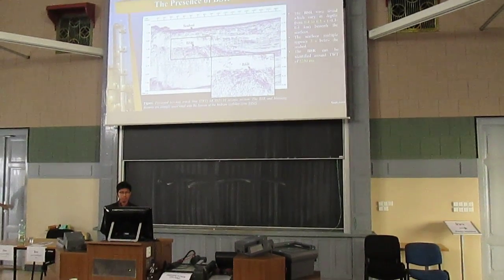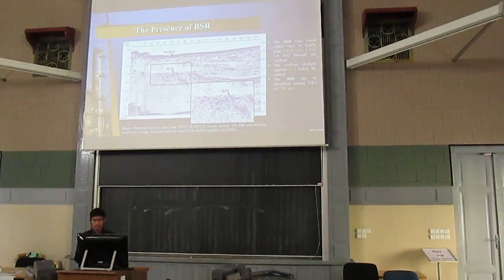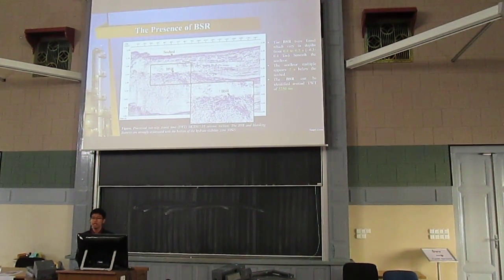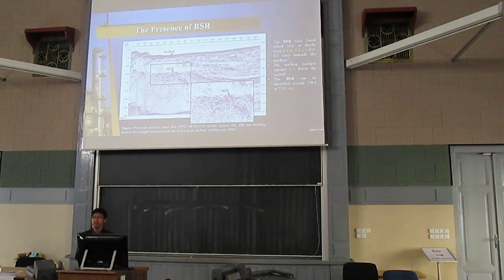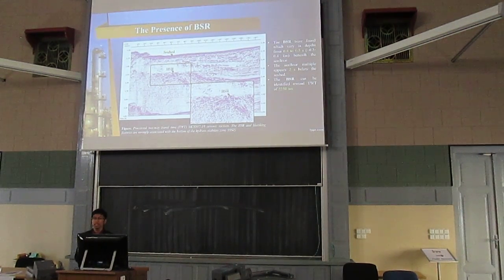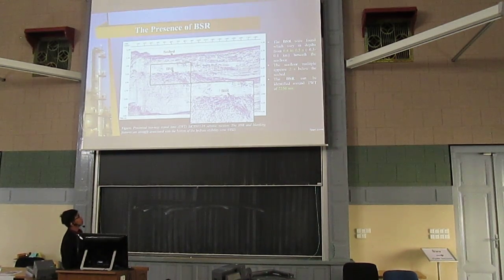This is the process data for my survey line data. The BSR stems from the bottom simulating reflector. The BSR is subparallel to the topography of the seafloor, and it is characterized by high amplitude and also negative polarity. From this section, you can see that this is the seabed and this is the corresponding BSR. You can see that the BSR is subparallel to the topography of the seafloor.